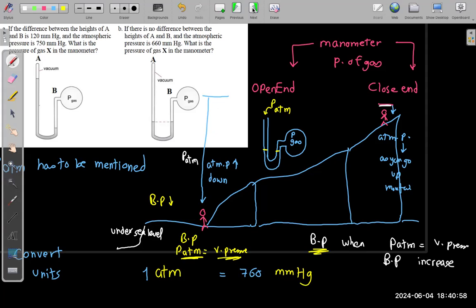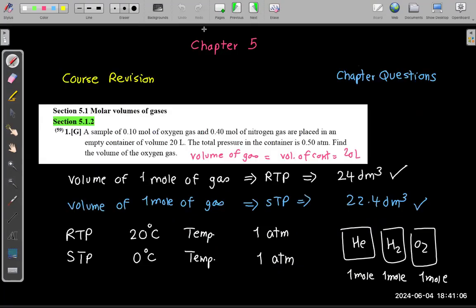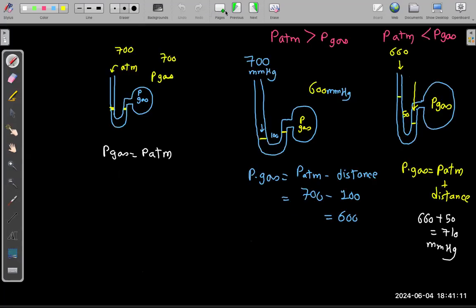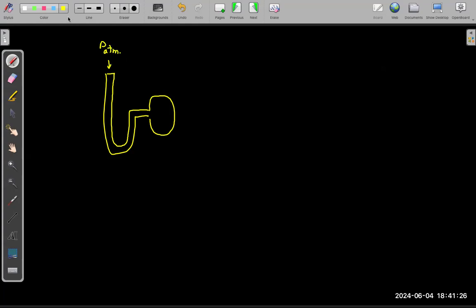increases and here decreases. The next kind of questions: if you have a closed-end manometer, it will be a little bit different. What is going to be different? You are going to see that you are not at all considering the atmospheric pressure because this is closed-end. So it's not related by any means to the atmospheric pressure, because the atmosphere does not go inside the closed manometer. So if it is closed, what is the pressure of the gas?